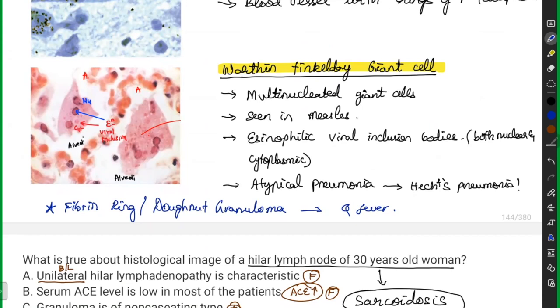Special types of granuloma that you read are going to be your caseating granuloma, foreign body granuloma, palisaded granuloma. Remember, palisaded granuloma you will see in granulomatosis with polyangiitis.